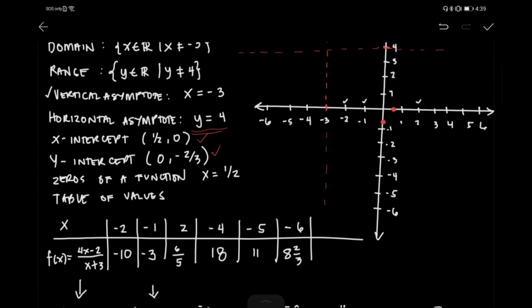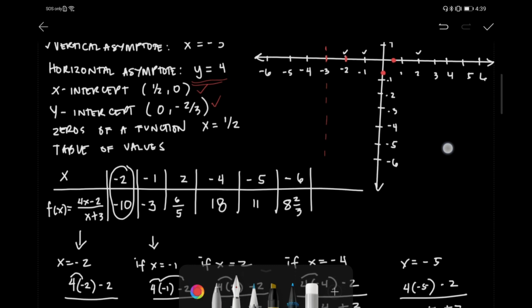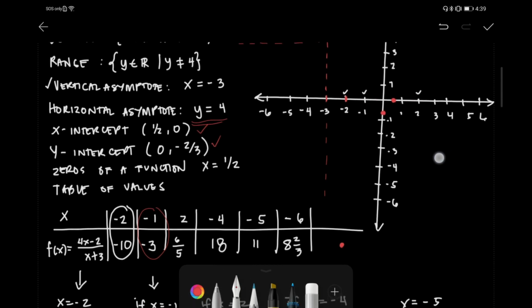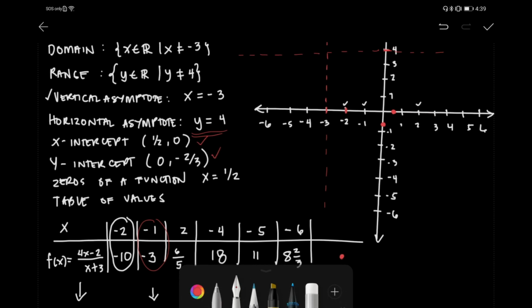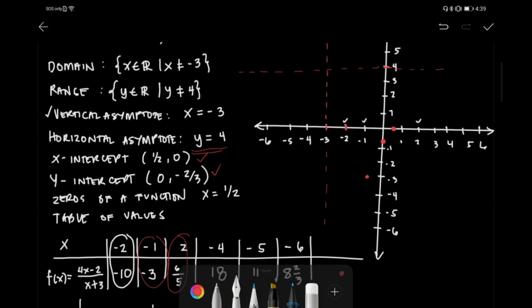So we have here, if x natin is negative 2, ang y natin is negative 10. So nandito yung negative 2, ang y value daw natin is negative 10. So approximately, palagay natin nandito yung point natin. Okay? If x natin is negative 1, then y is negative 3. So approximately nandito. If x naman natin is 2, so this is 1 and 1/5.